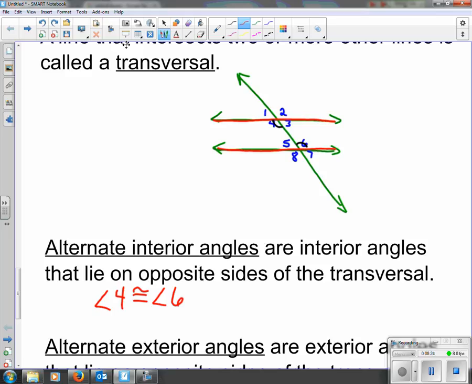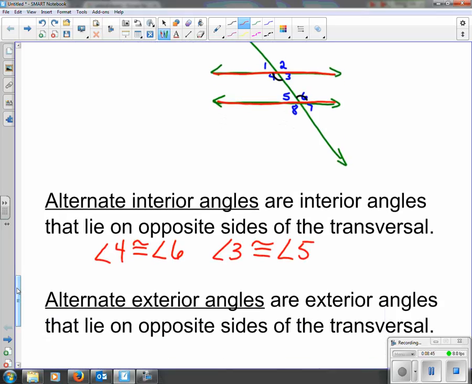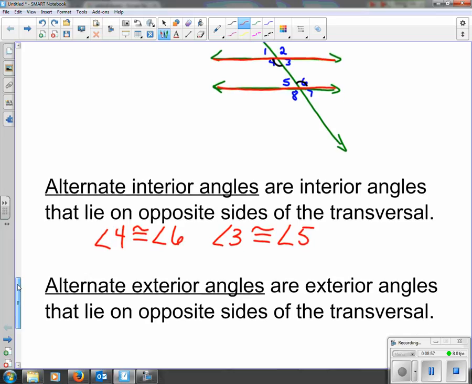So alternate interior means they're equal, and then angle 3 is congruent with angle 5. Angle 3 and angle 5 are congruent because they're also alternate interior angles. Okay, now alternate exterior means outside. So now we're looking at the 4 remaining angles on the outside. Angle 1, angle 2, angle 7, and angle 8 are exterior. They're outside of those parallel lines.